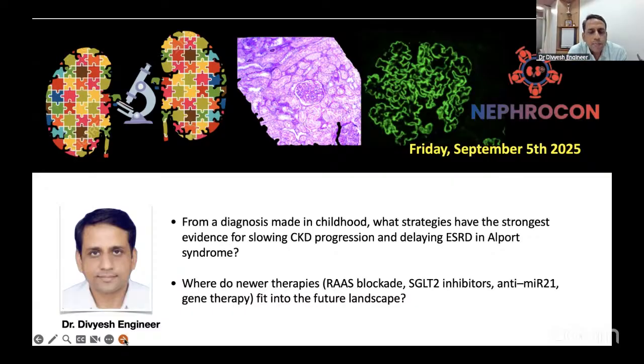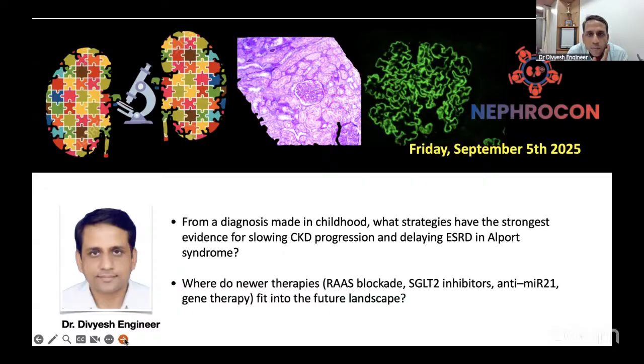So in Alport syndrome, we have a very good study, the PROTECT study, which demonstrated that if we start Ramipril very early, even in the stage of microhematuria with no proteinuria, it causes a significant slowdown in the rate of decline and significantly decreases the risk of albuminuria, proteinuria, and further risk of end-stage renal disease. We have that study even in adults also.